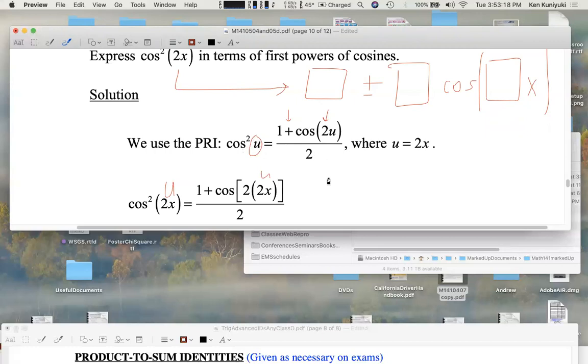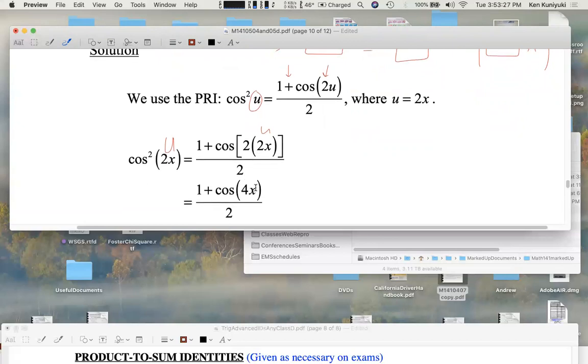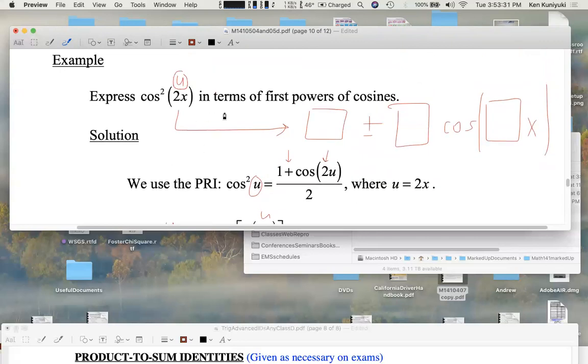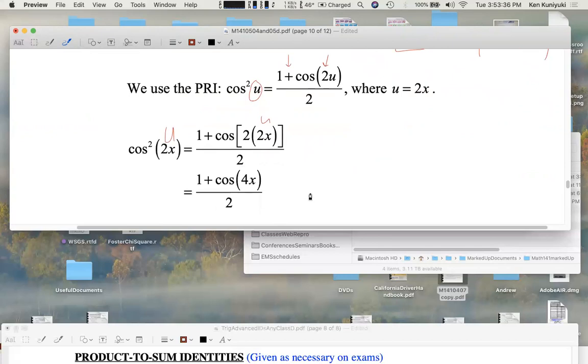Sometimes you make it worse. But at least there are no squares here. Well, you get 1 plus cosine of 4x all over 2. Twice 2x is 4x. And really, we're done here. It was a short problem. Really, we're done here. We're expressing this in terms of the first powers of cosines, and we've simplified. So basically, this is the correct answer.